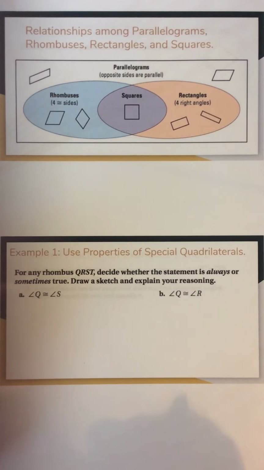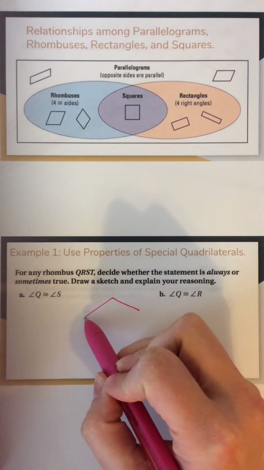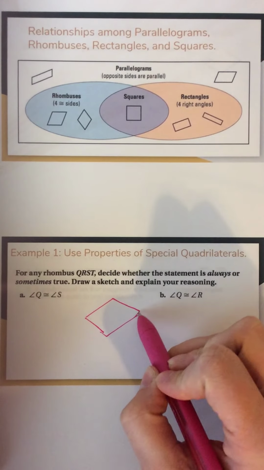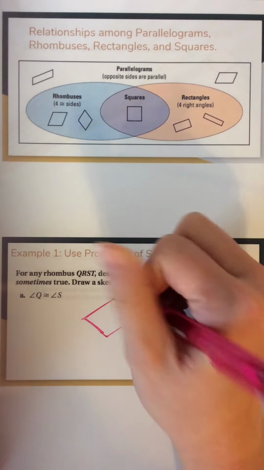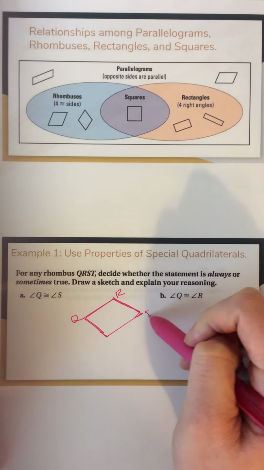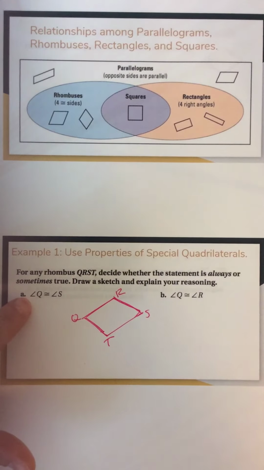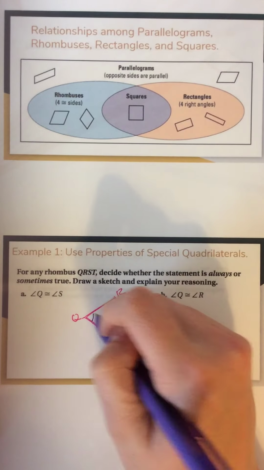So let's draw it first. Just kind of get it out of the way. Let's go ahead and draw it. We have a rhombus, so I'm going to do my best to draw a rhombus here. It's basically a little diamond thing. It doesn't have to be perfect. And it's QRST. And we want to decide, is angle Q always congruent to angle S?